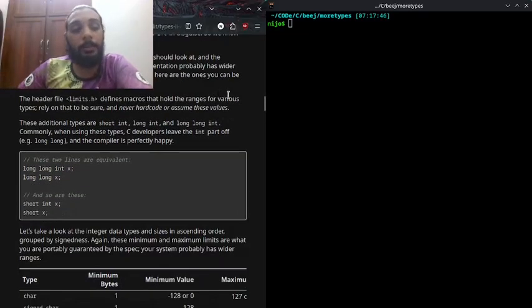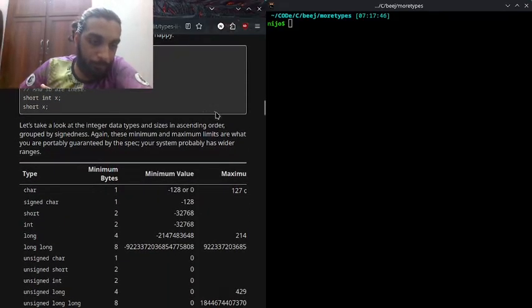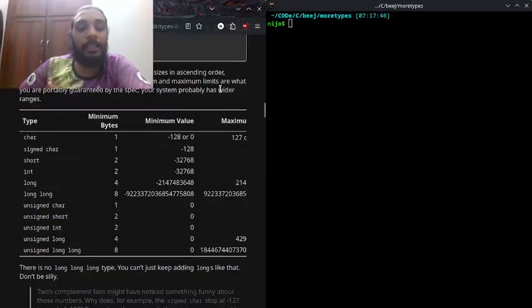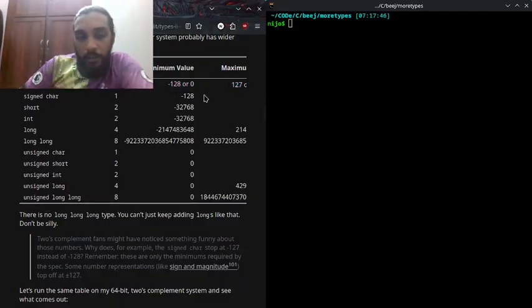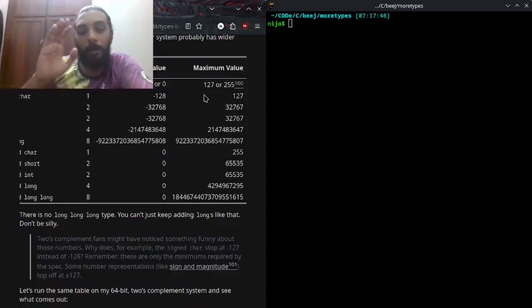These additional types are short int, long int, and long long int. Commonly, when using these types, C developers leave the int part off, and the compiler is perfectly happy. Let's take a look at the integer data types and sizes in ascending order, grouped by signedness. Again, these minimum and maximum limits are what you are portably guaranteed by the spec. Your system probably has wider ranges. Minimum bytes 1, minimum value minus 128 or 0, maximum 127 or 255.